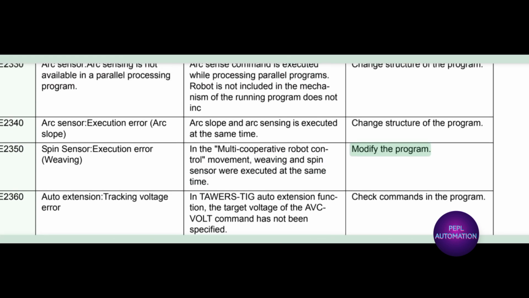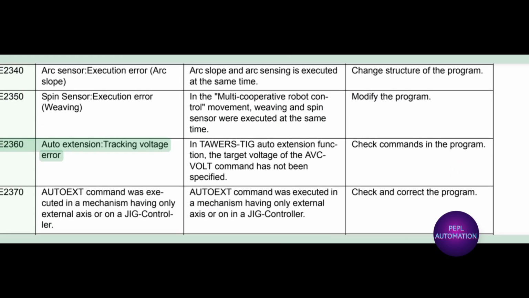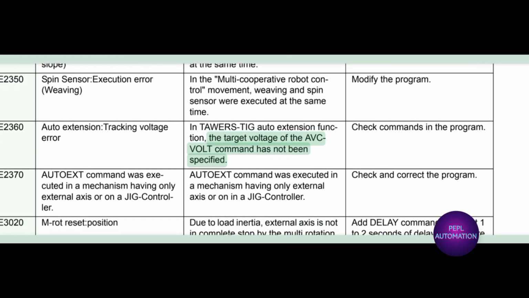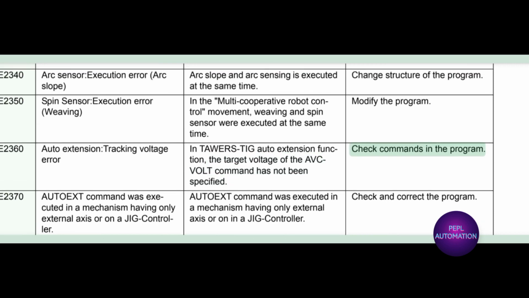Modify the program. E2360 auto extension, tracking voltage error. In TAWERS TIG auto extension function, the target voltage of the AVCVOLT command has not been specified. Check commands in the program.